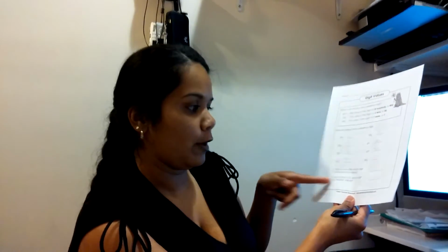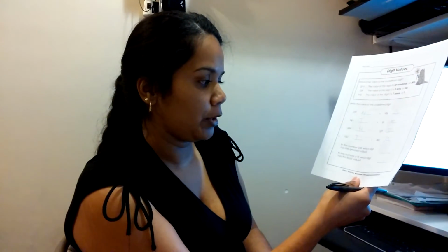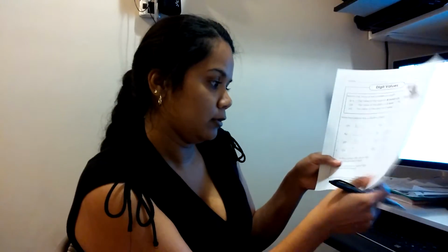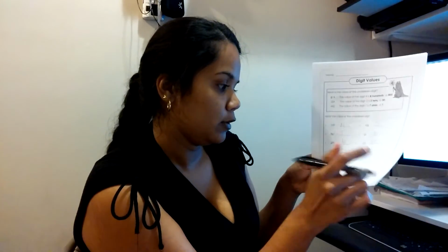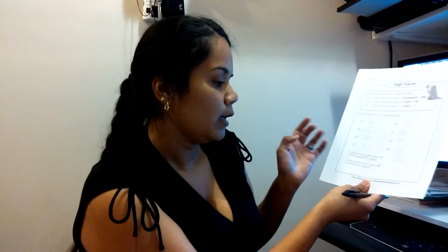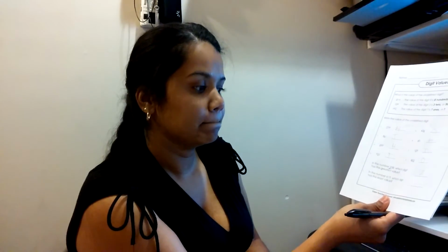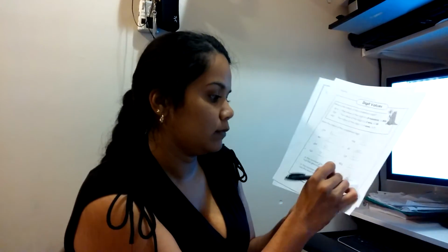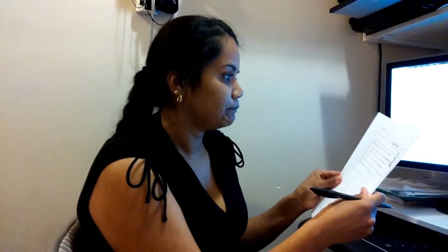So they have some word problems on the bottom. I'm gonna do the first one, and then we'll try to work together on the second one. So the first one says, in the number 238, which digit has the greatest value? 2. The 2 because it's in the 100. Good job. So write the 2. In the number 619, which digit has the least value? 9. Because it's in the 1. Good job.